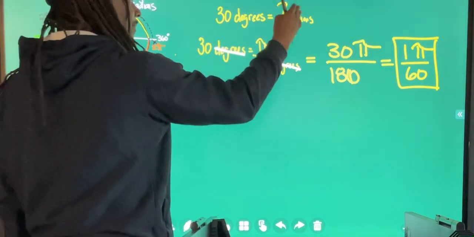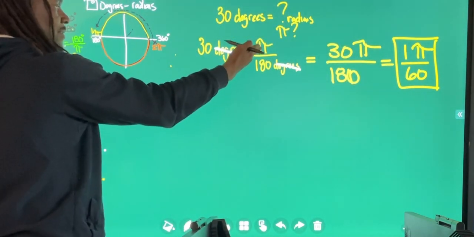So to go from degrees to radians, just set the degrees equal to the radians.